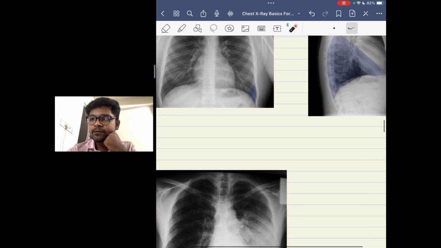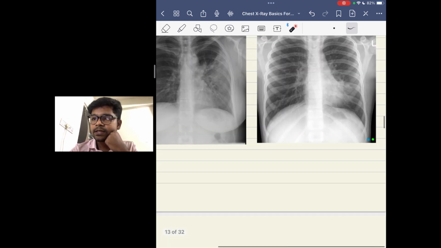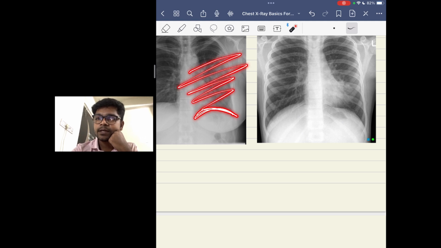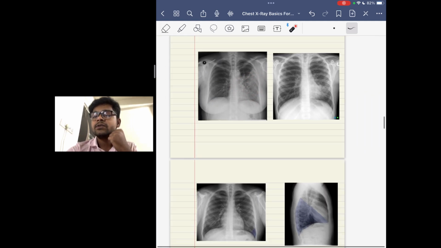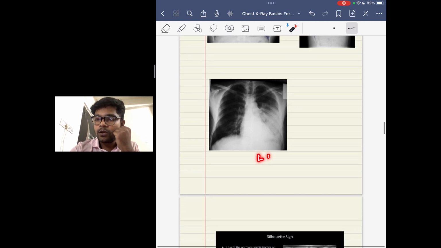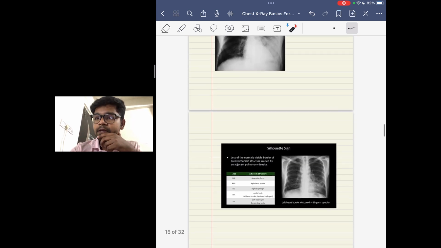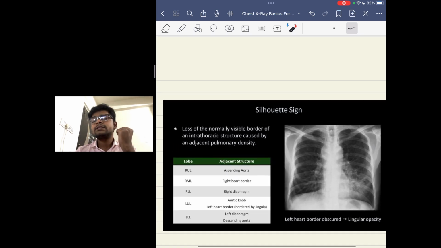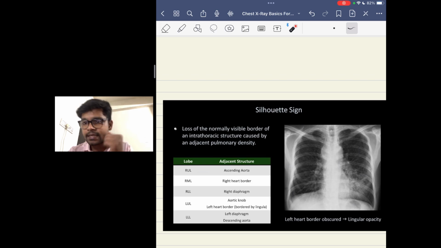Now contrast that with your previous X-rays. You can see the diaphragm here. The diaphragm is clearly visible. The opacity is so big, but the diaphragm is clearly visible. So this is a left lower lobe consolidation. We need two views to call it a left lower lobe, but still we can see that. So this is all about the Silhouette sign, a very important sign in radiology, especially when it comes to X-rays.